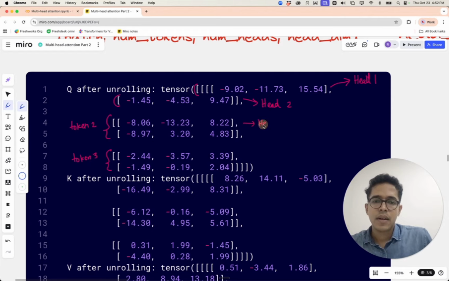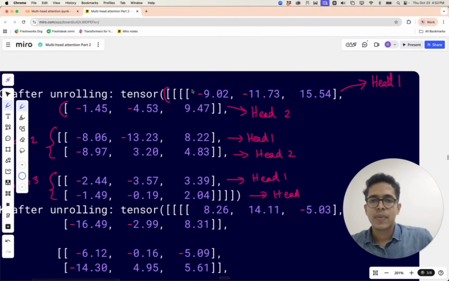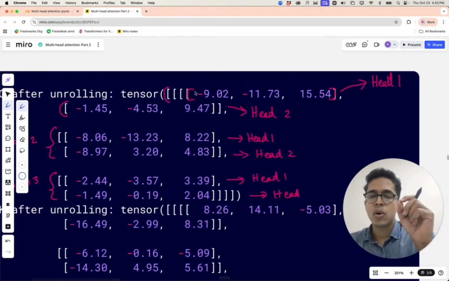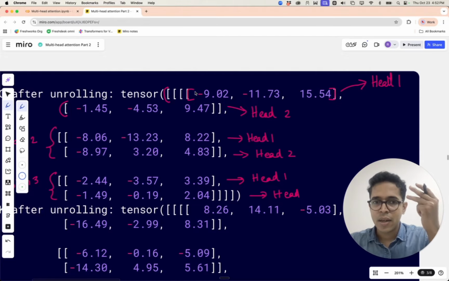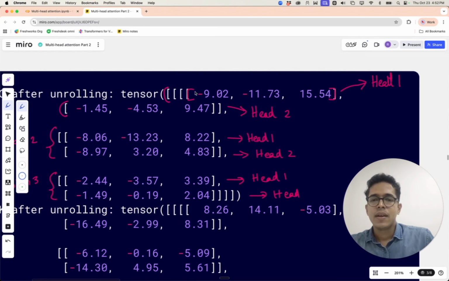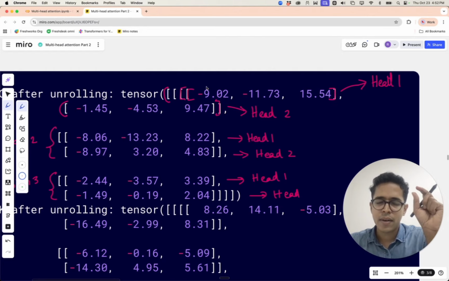This is head 1. This is head 2. This is head 1. This is head 2. So now you can see the brackets. The innermost pair of brackets is enclosing the 3-dimensional query, key, value space vectors in each attention head. The second pair of brackets is wrapping around your input vector in attention head number 1 and head number 2.